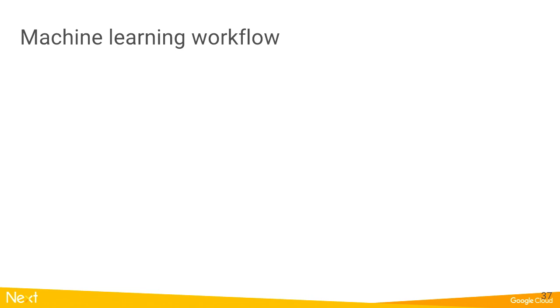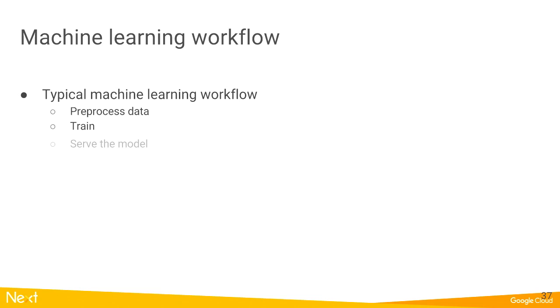OK, so a bit more of context. Machine learning workflows for sparse data typically have 3 steps. You preprocess data, you train, and you serve the model. And in this case, we are looking only at click-through rate prediction.